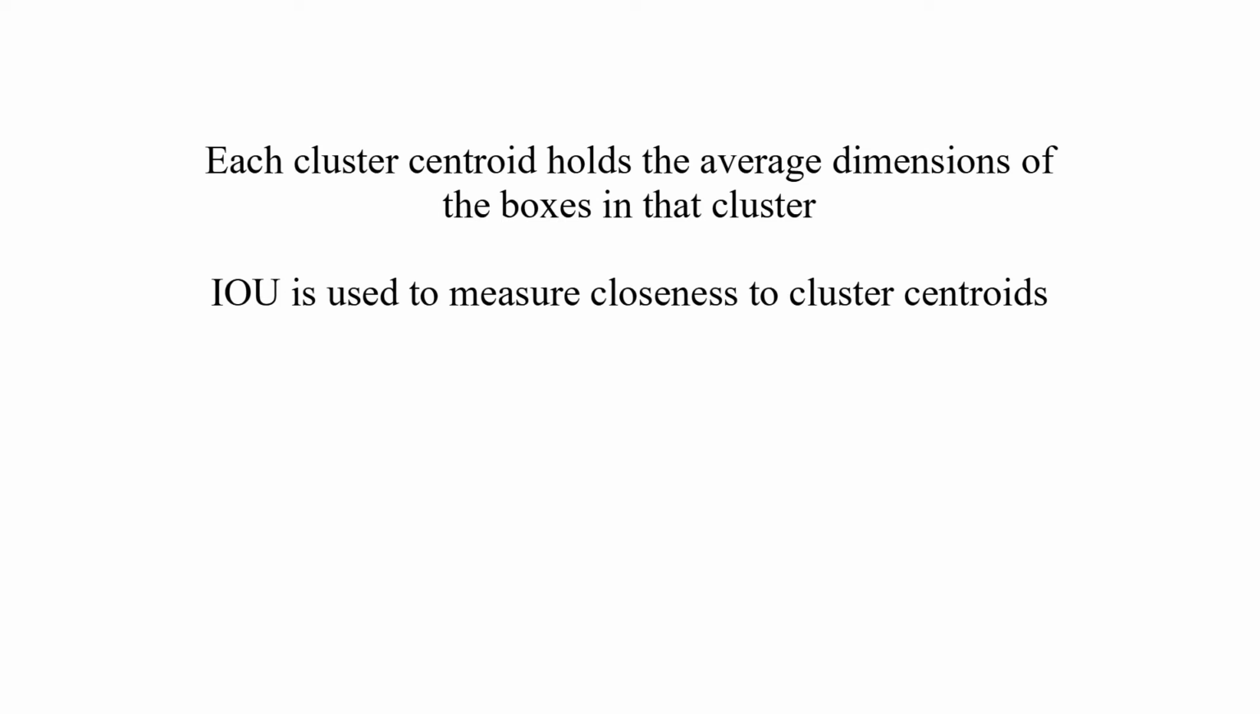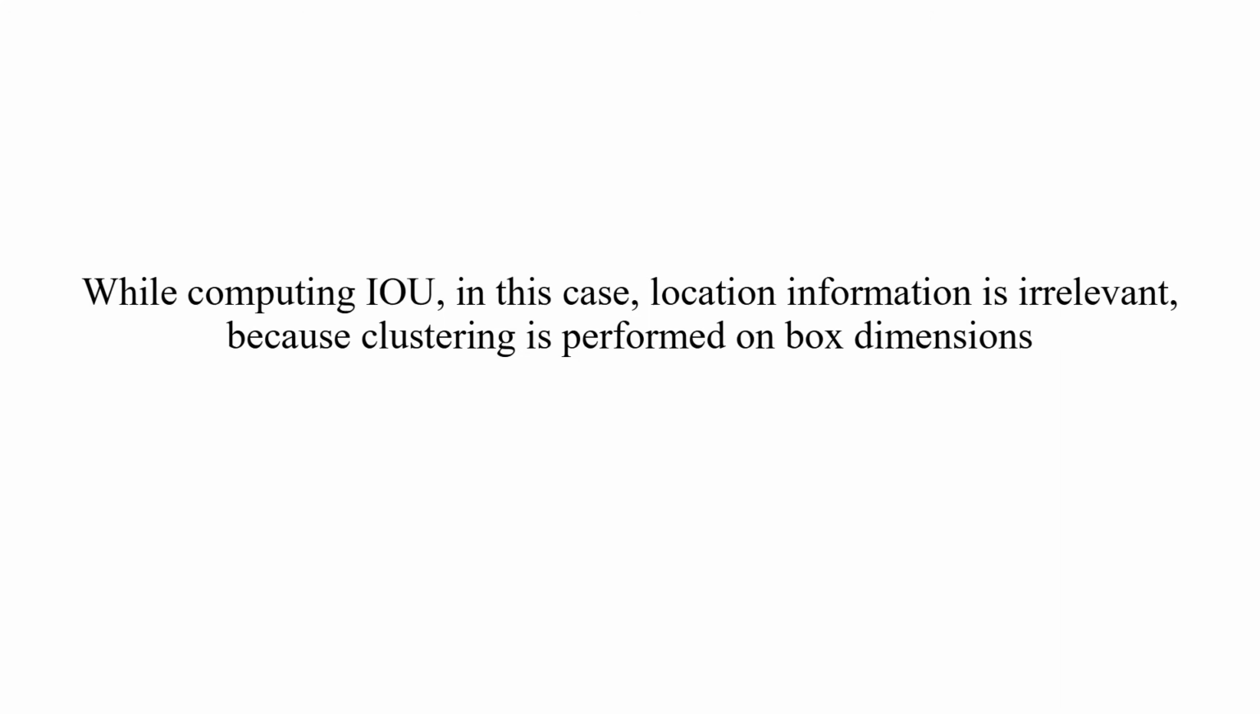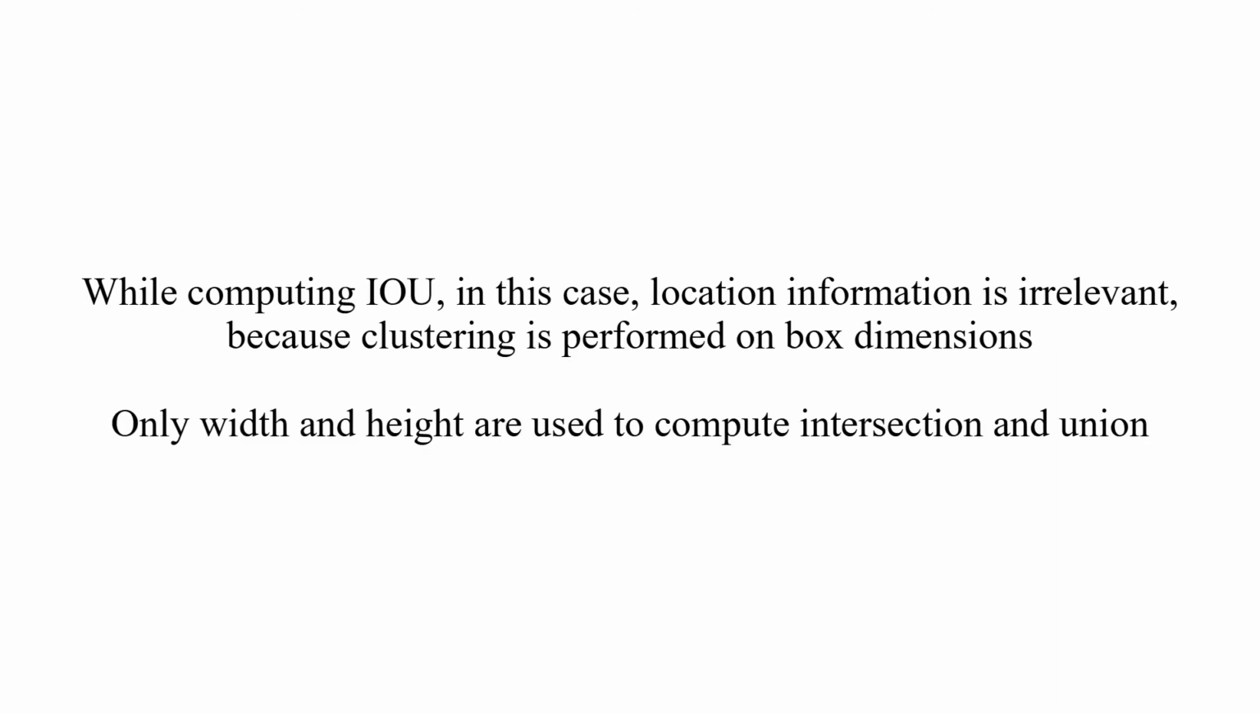Intersection over union is used to measure closeness to cluster centroids. If intersection over union with a cluster centroid increases, distance to that cluster centroid decreases. So, distance equals 1 minus intersection over union. While computing intersection over union in this case, location information is irrelevant because clustering is performed on box dimensions. Only width and height are used to compute intersection and union.